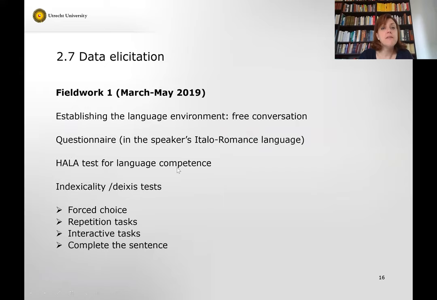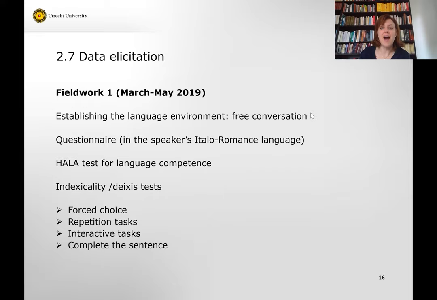The first field work happened in March, May 2019, so last year. And the idea was we want to establish, so the way we did it quickly was we first established kind of a shared language environment. We want these people to start speaking this language. So we asked them to tell us about when they arrived, for instance, in Sicilian. Then we give them a questionnaire, which we took quite a long time to realize, both because of bureaucratic problems and because of data protection protocols, etc., but also practicalities, how to interrogate these speakers.